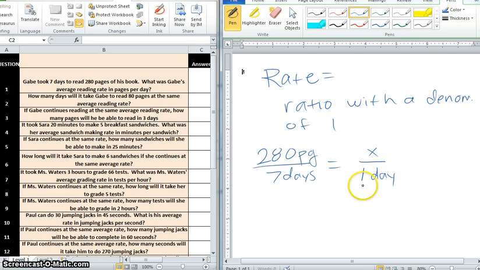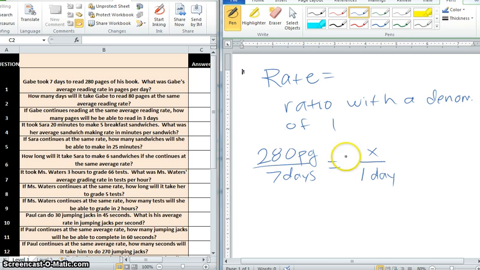Again, I got that 1 because it says rate. So I knew that I wanted a denominator of 1. And I also knew to put days on the bottom because I was looking for pages per day. That means pages per 1 day. So the per day means that day has to go on the denominator here. So now I can solve this proportion using cross products.